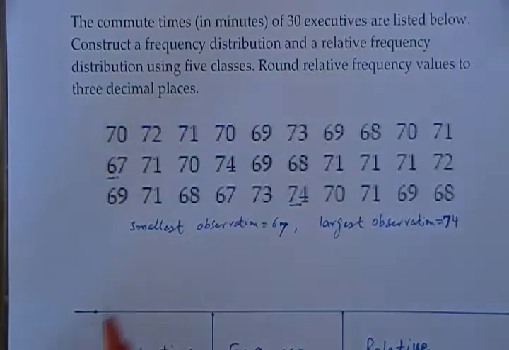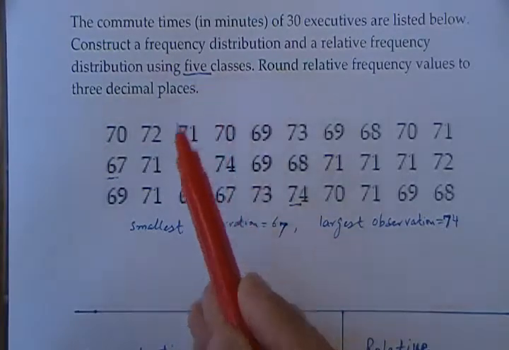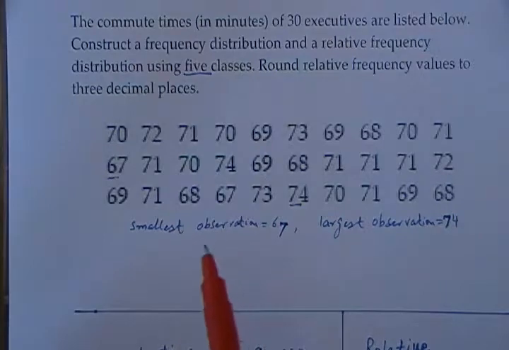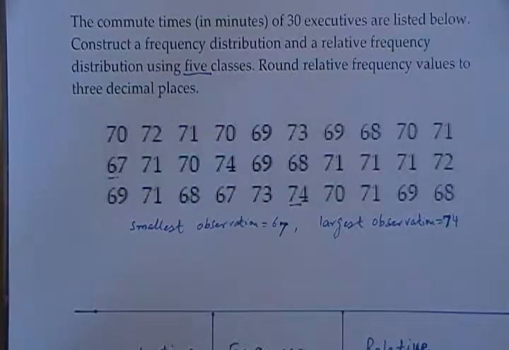And we are asked to use 5 classes. Sometimes it's not given. If it's not given, then you can pick any number of classes from 5 through 20. Again, this is not a strict rule, but generally it depends upon the size of the data, so we can pick anything from 5 through 20. But here in this problem we are told to use 5 classes.